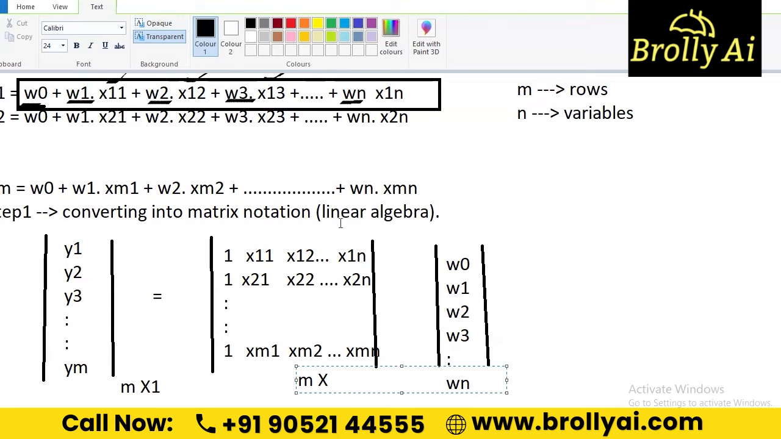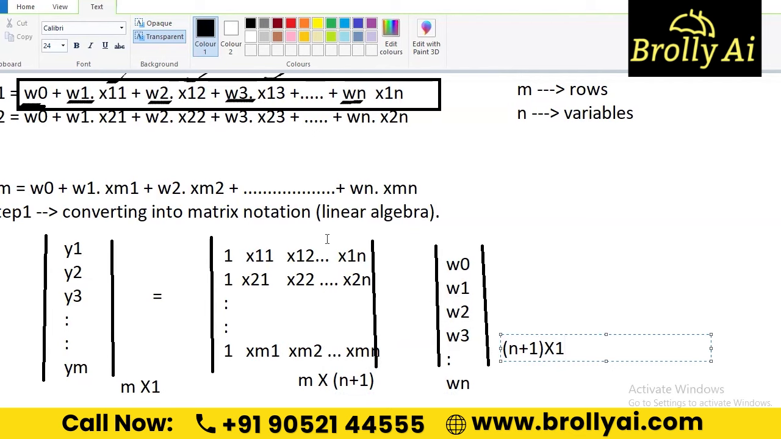N variables, but the first column is extra ones, right? That's why how many columns in the matrix? N plus 1 columns. Got it. Similarly, here, what is the size of this W matrix? How many rows do I have? N plus 1 rows. Because for n input variables, n slopes, W1, W2, W3, Wn. But W0 is a bias, which is extra, right? That's why n plus 1 rows, 1 column.